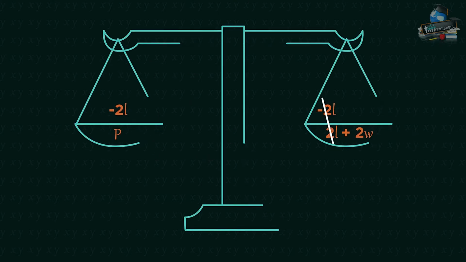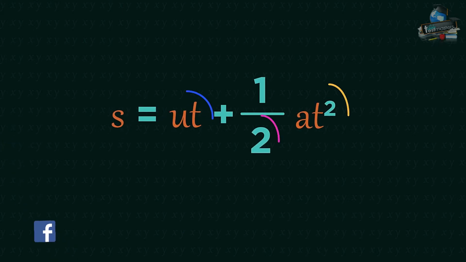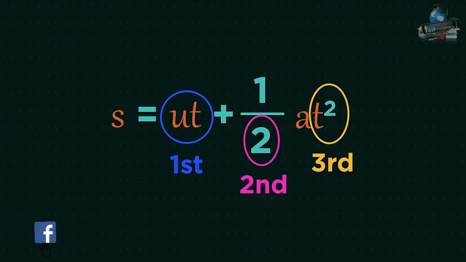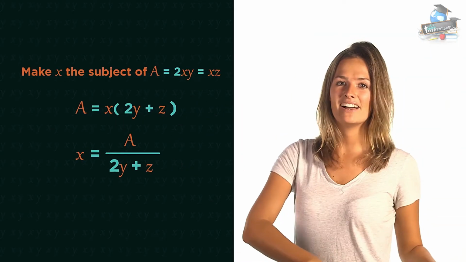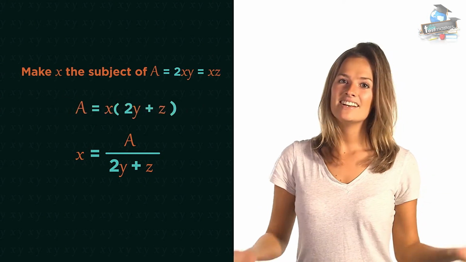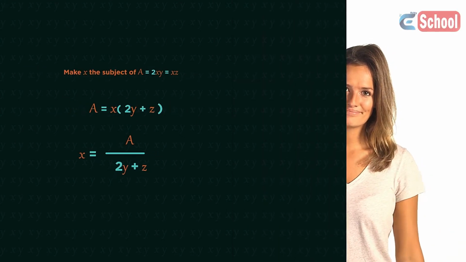the one side. Take the rearranging step by step, starting with the things that are least connected to your chosen subject. When the subject appears twice in a formula, we need to factorise. So let's have a look at an example.